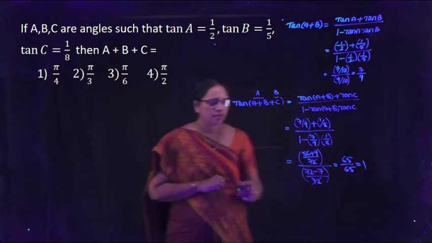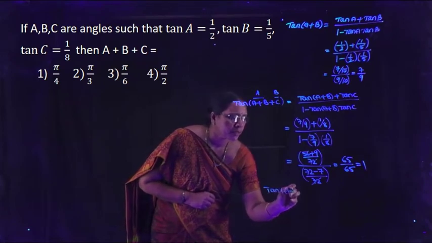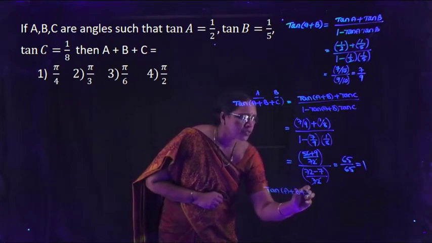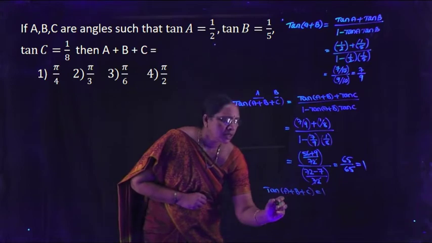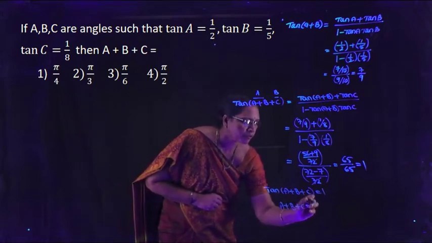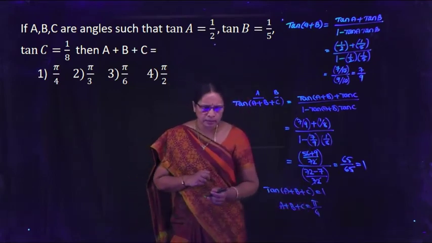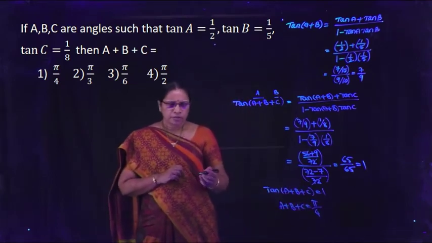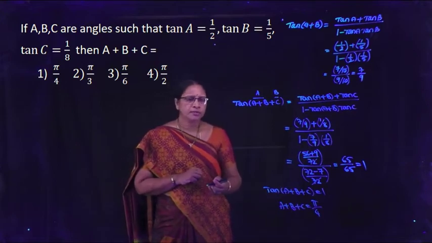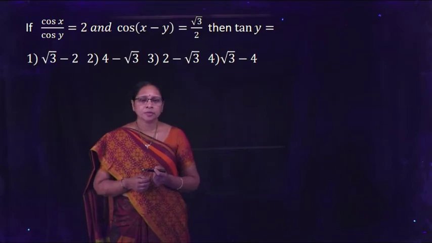that is equal to 1. Here we have tan of (A+B+C) is equal to 1, hence A plus B plus C is equal to pi by 4. Here the first option, pi by 4, is the correct answer. Let us see the next problem.